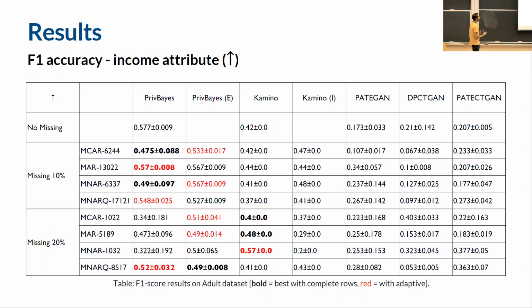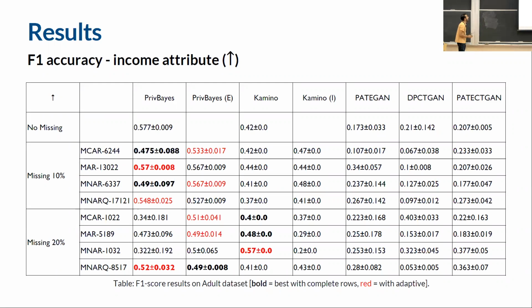And this is the second metric that we look into. It's the F1 accuracy. It's kind of like the testing accuracy that you get when you are training on the synthetic data. Here also we see that the GAN approaches perform really bad because they are only training on the complete rows. We haven't found any adaptive methods for them. And prive-based enhanced is a better approach if you are going for this F1 metric.